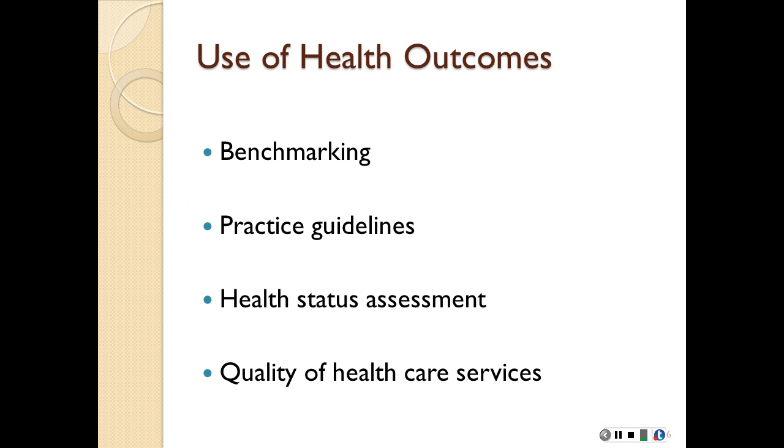What are we using these health outcomes for? We're using them for benchmarking, so making comparisons between hospitals, between clinics, between doctors, and saying, okay, your hospital is performing at this rate, but if you want to get reimbursed for your services from Medicare, you need to be performing at this rate. We use them to develop practice guidelines. So we do all this research in order to figure out what is going to work for which people. So you can develop guidelines for practice and say, these are the best practices, your evidence base. We can use it for health status assessment, to figure out how sick people are based on what we know about particular outcomes. And then we can look at quality of healthcare services.